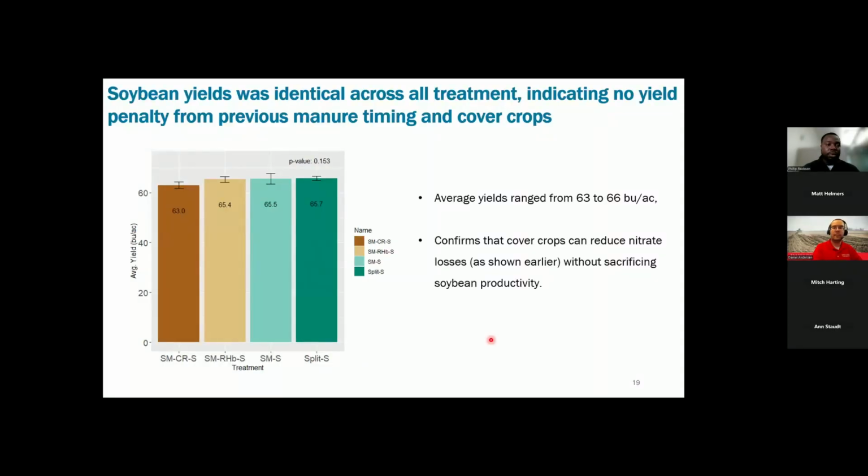For the yields in this plot, we see that in all the treatments for soybean, the yields were comparable. It ranged from 63 to 66 bushels per acre. And we did not see any impact of the cover crop, as we saw in the case of corn, reducing yields. So soybean was ideal in our study for using cover crops, without seeing any reduction of yields.